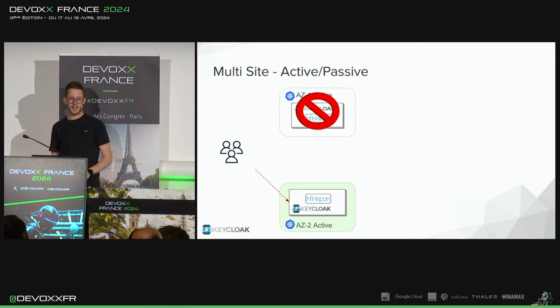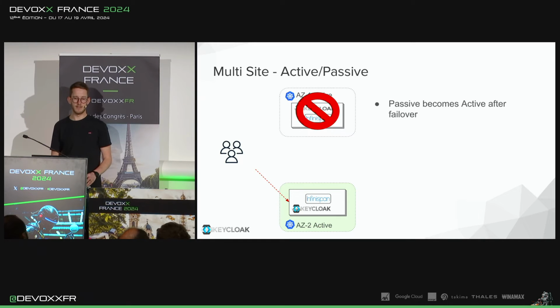So the idea here is that if the active site goes down, we have the passive purely there for redundancy. The formerly passive site now becomes active, and once this is ready, Keycloak users have availability again of their service, and they can proceed as before.